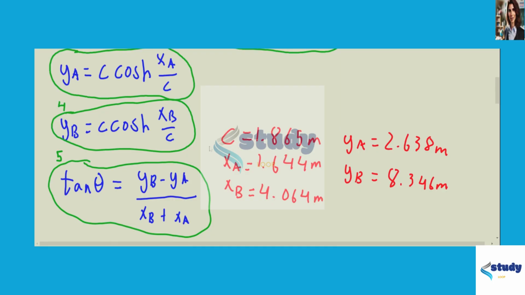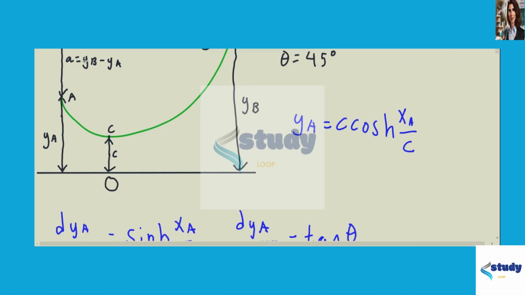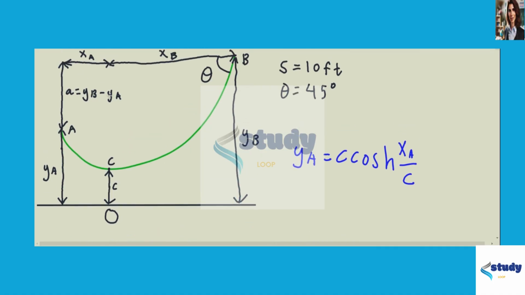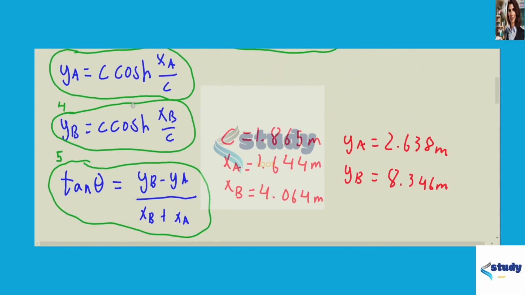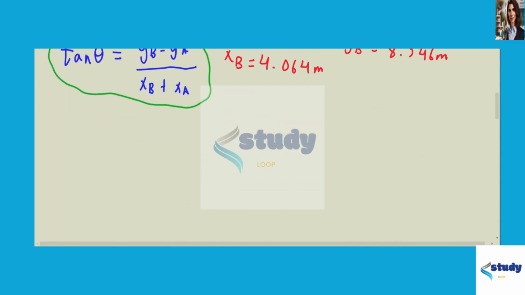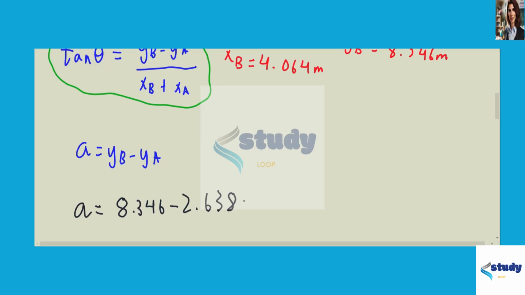So now to solve for the length a, we do y of b minus y of a. So the length a is equal to y of b minus y of a. So we can write that a is equal to 8.346 minus 2.638, and that will give us a length that's equal to 5.708 meters.